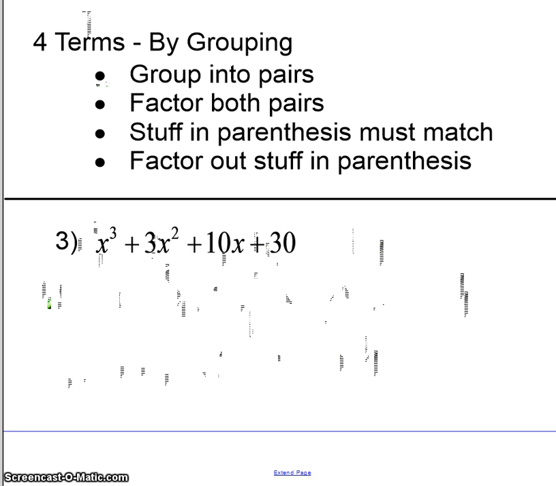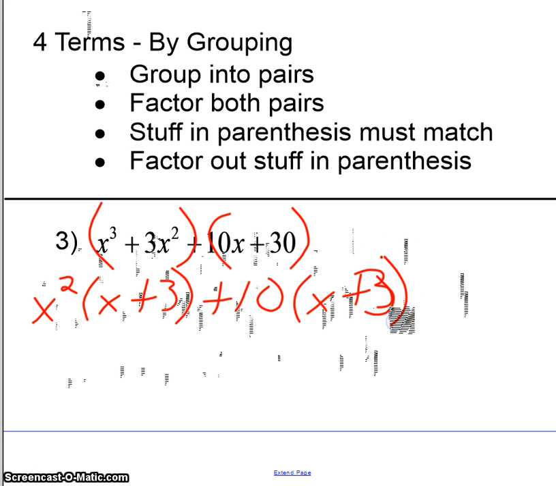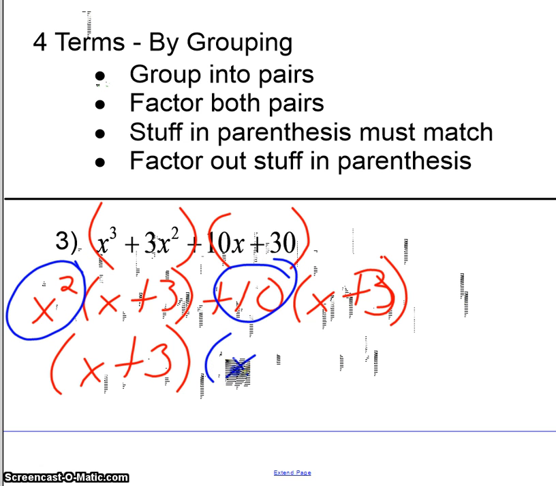Next problem. Okay, group. The GCF of the first group is x to the second. x to the third divided by x to the second is x. 3x to the second divided by x to the second is 3. The GCF of the second group is 10. 10x divided by 10 is x. 30 divided by 10 is 3. The stuff in the parentheses matches. I'm going to divide out an x plus 3. And so x squared plus 10 goes in the other parentheses.